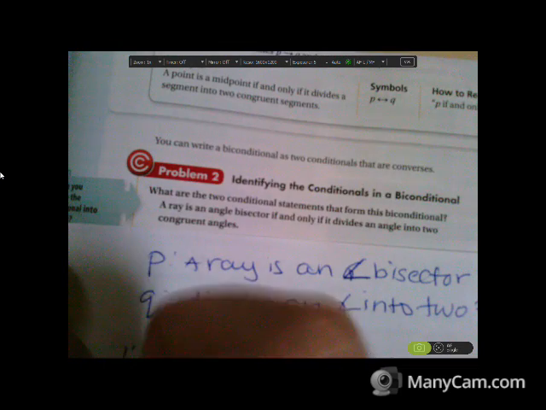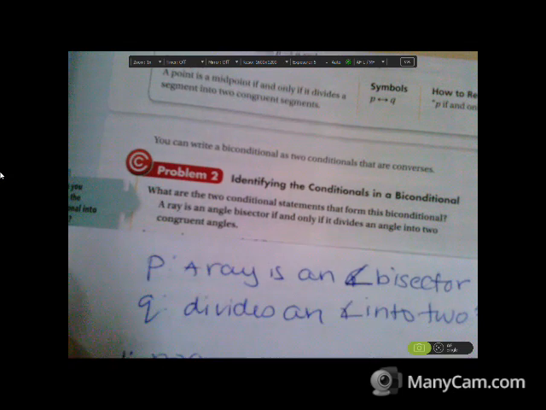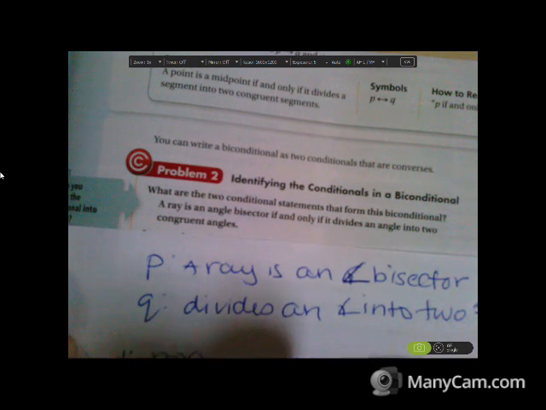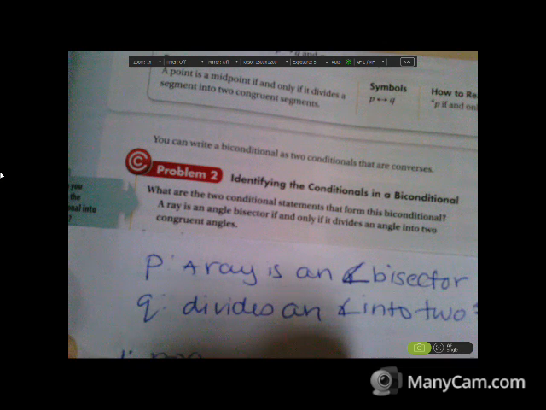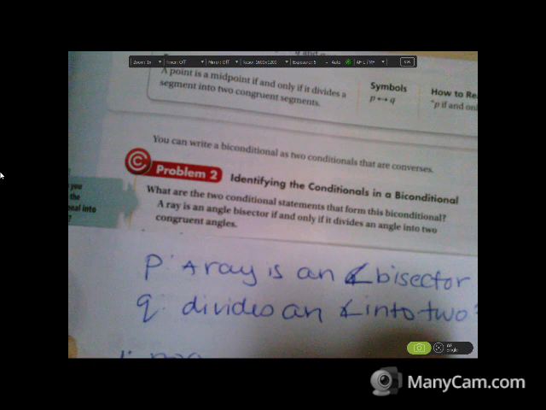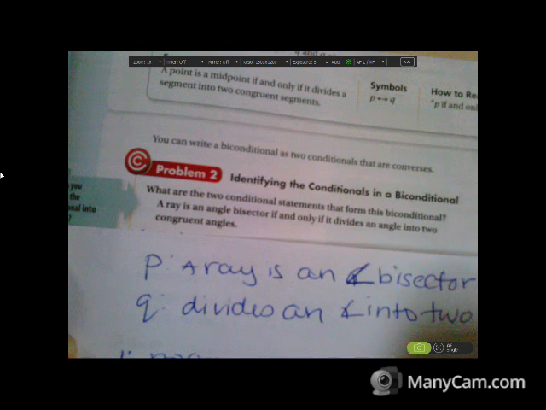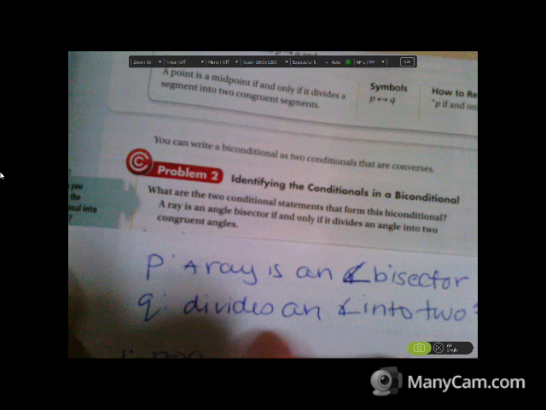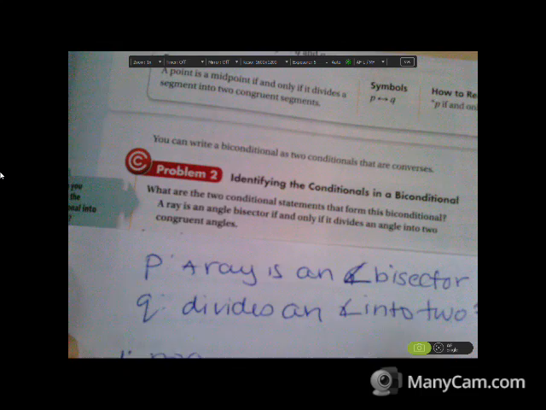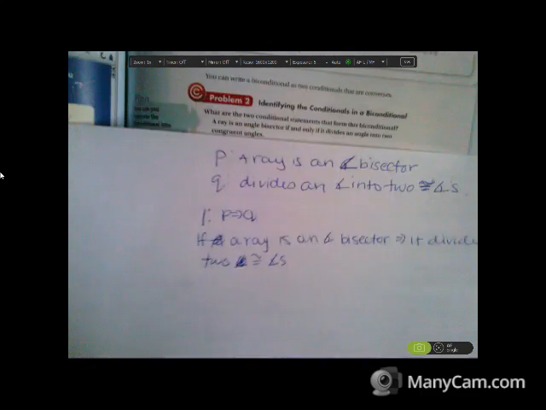Alright, so now we want the two conditional statements. So the first one is going to be P then Q. If a ray is an angle bisector, then it divides an angle into two congruent angles. Oh my gosh, you can't even see what I'm writing.